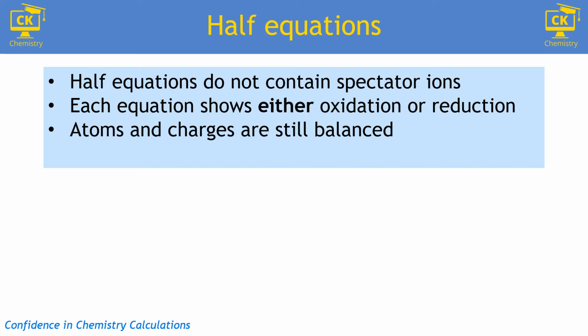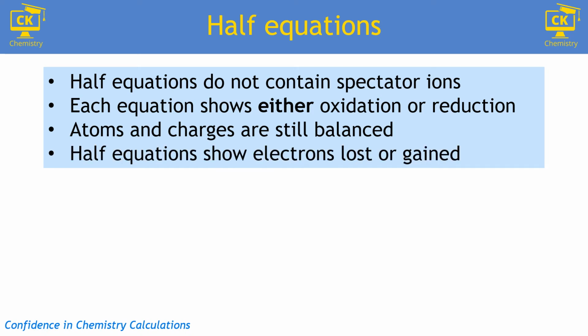Just like any other symbol equation we've come across, the atoms are still balanced, the charges must still be balanced, and in fact we often balance the charges with electrons because we're showing electrons lost or gained. So half equations are the only equations where we are allowed to include electrons, and we only show them on one side at a time.